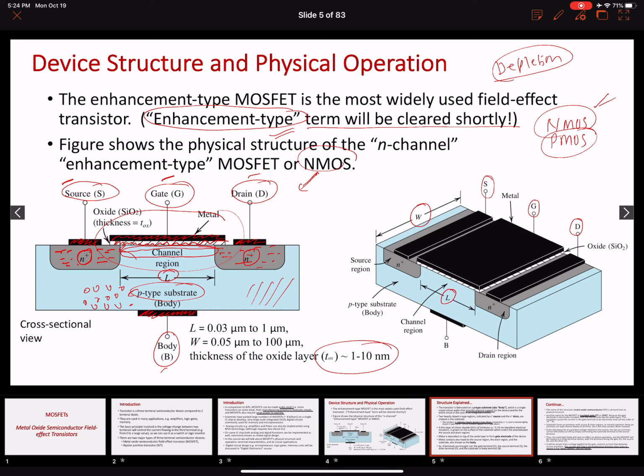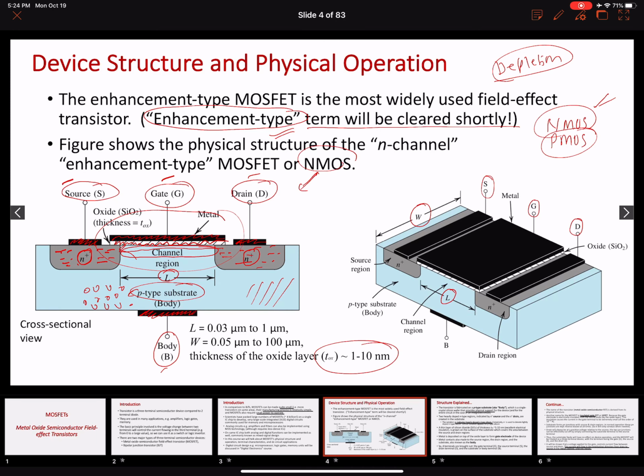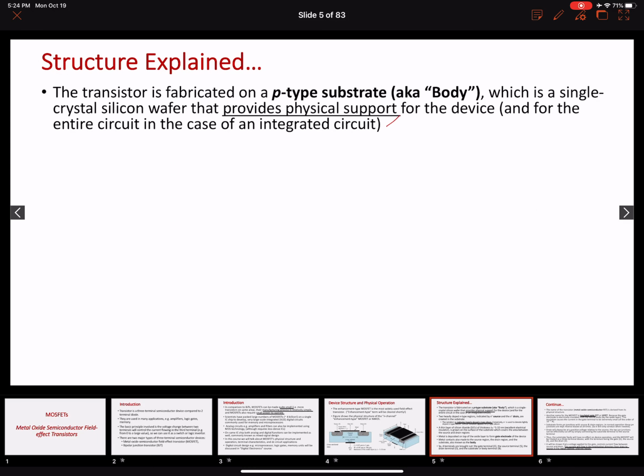Okay, so let's continue with the structure. Some of the things that I've just said. We have a substrate and/or the body terminal. Again, this is a substrate and/or the body. It is a p-type, a lot of holes. It also provides a physical support of the device, right? So what does this mean, providing a physical support of a device?